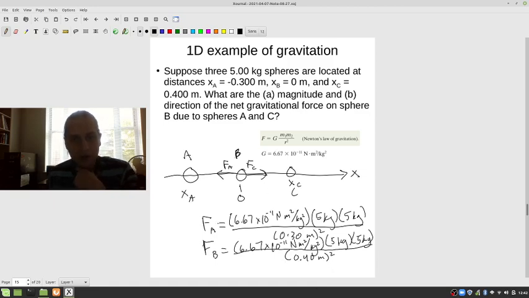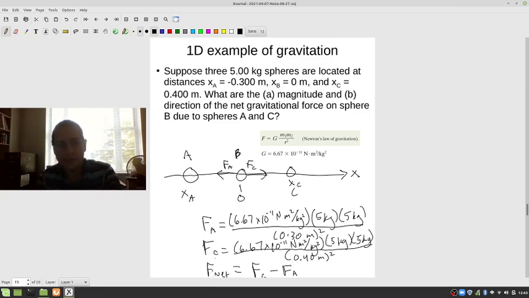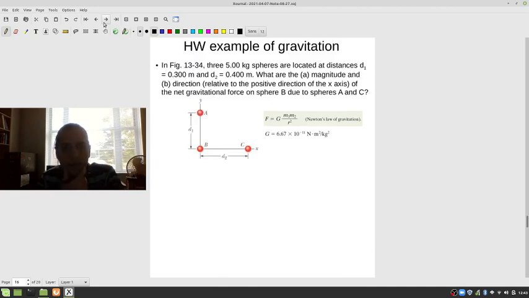Okay, so there's your FA and FC, I guess. And then the F net: FC is pulling in the plus direction, and FA is pulling in the minus direction. So FC minus FA, and you'd get an answer that's in newtons. Okay, so that's the basic idea, and everything gets more complicated from there, but it's a simple idea.